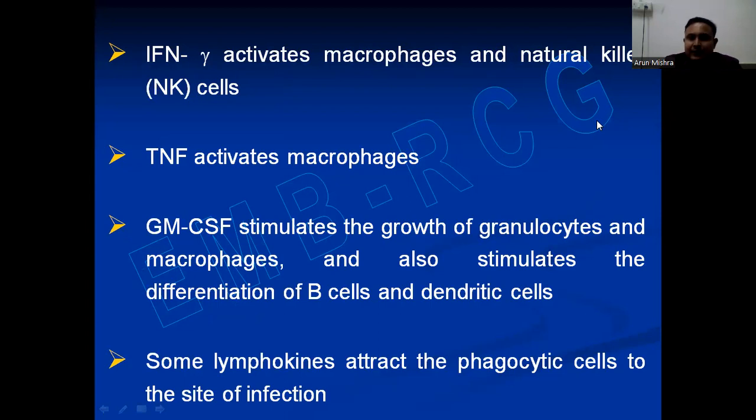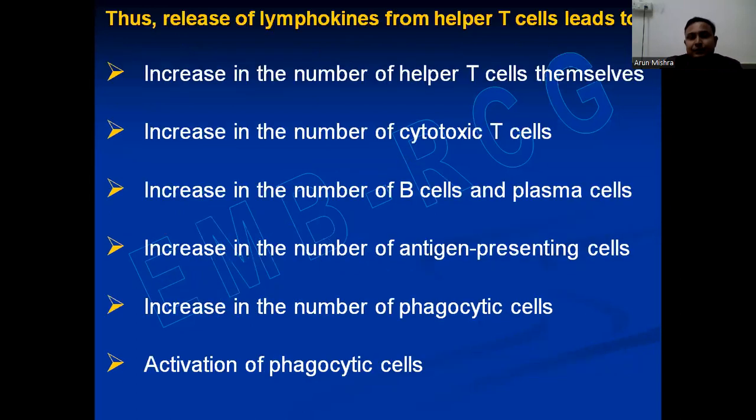Interferon activates macrophages and natural killer cells or NK cells. TNF alpha activates macrophages. GM-CSF stimulates the growth of granulocytes and macrophages and also stimulates the differentiation of B cells and dendritic cells. Some lymphokines attract the phagocytic cells to the site of infection.